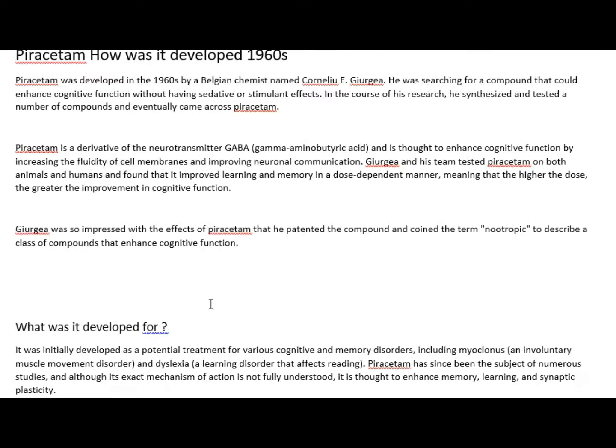Giurgea and his team tested piracetam on both animals and humans and found that it improved learning and memory in a dose-dependent manner, meaning that the higher the dose, the greater the improvement in cognitive function. Giurgea was so impressed with the effects of piracetam that he patented the compound and coined the term nootropic to describe a class of compounds that enhance cognitive function.